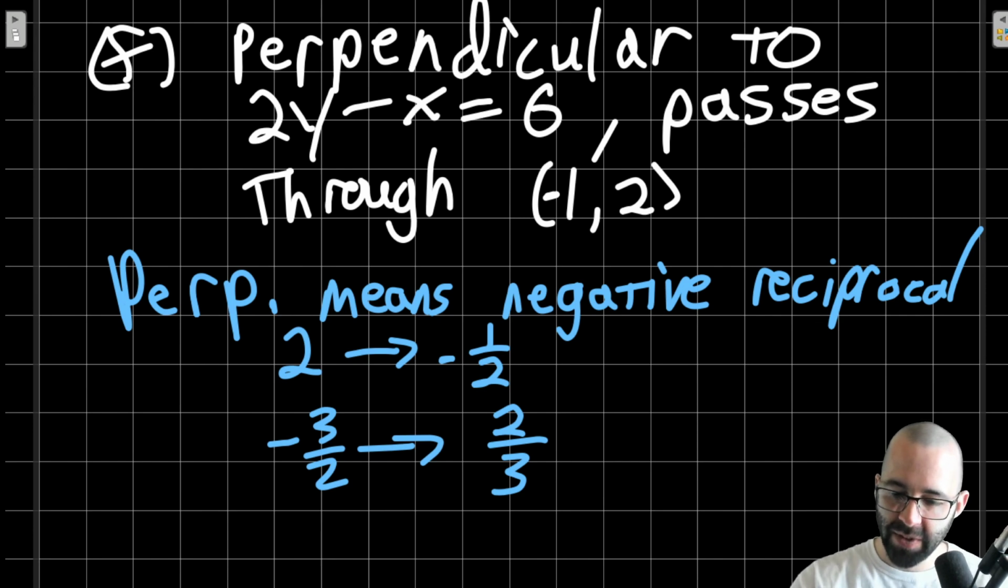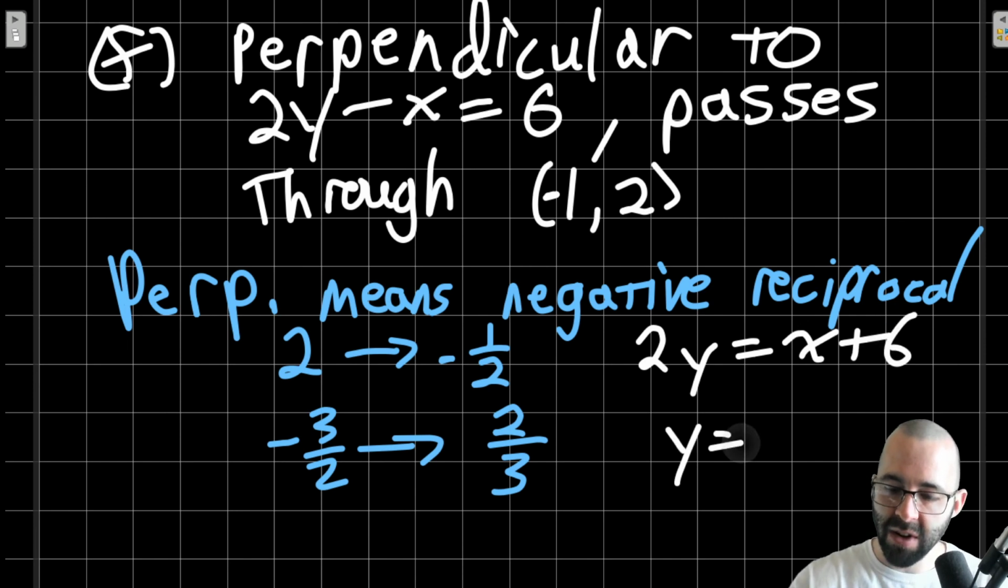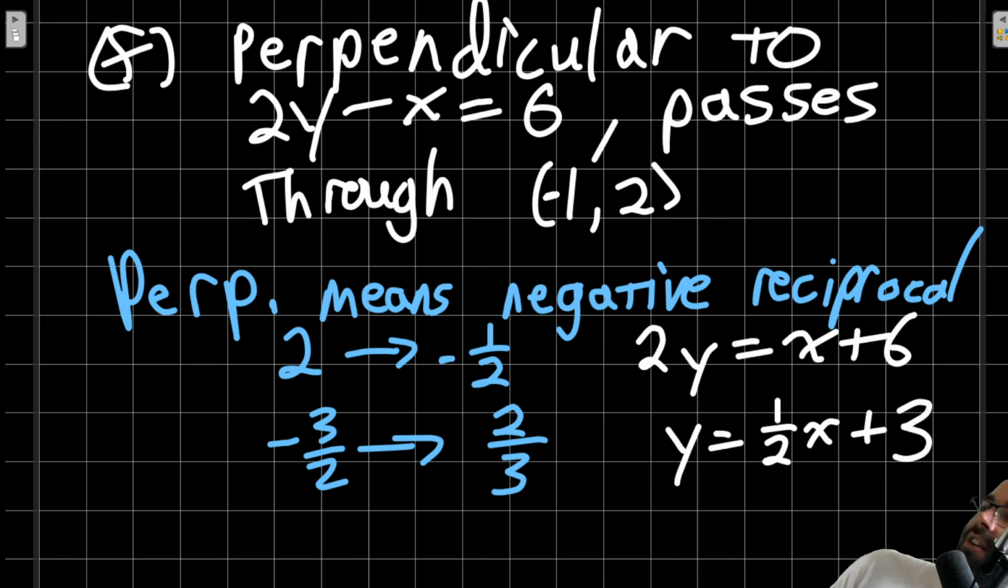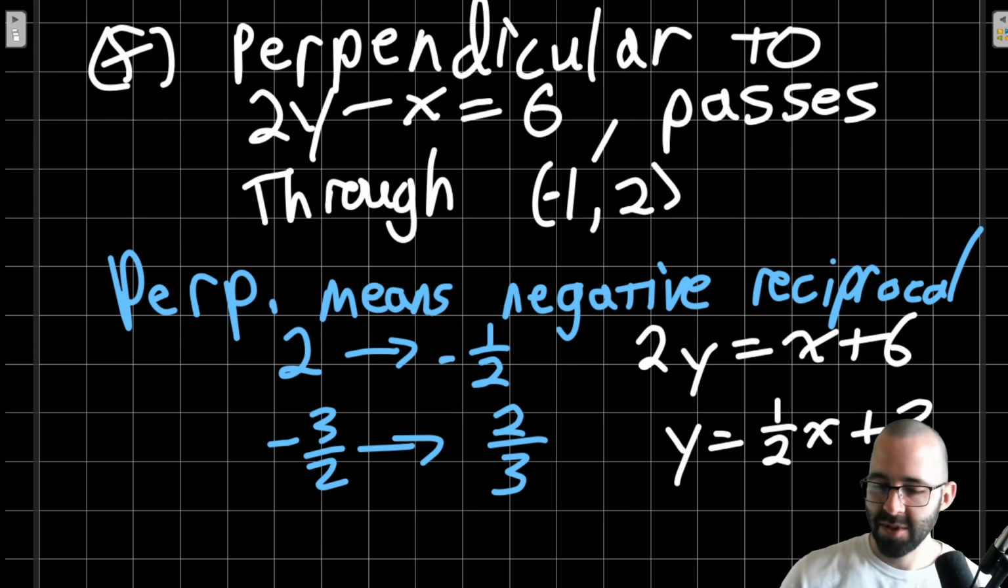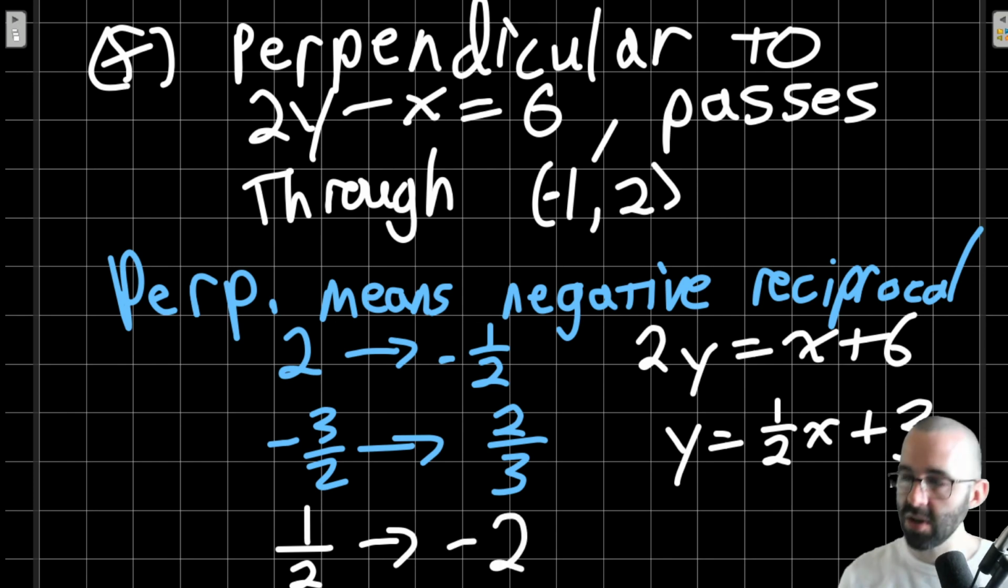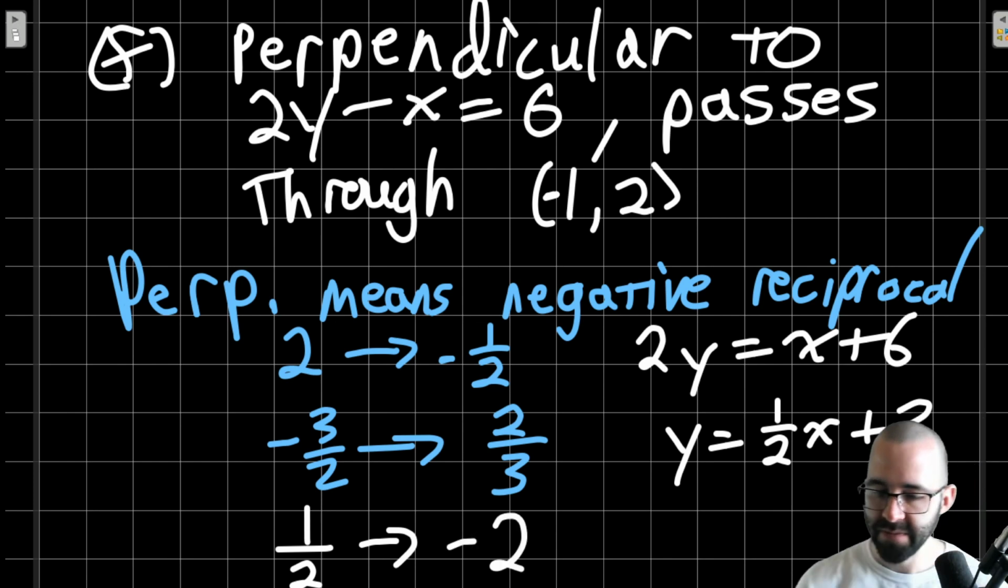All right. So let's add an x to both sides. We're going to get that 2y is equal to x plus 6. We need to divide everything by 2. When we divide x by 2, we get 1/2 x. When we divide 6 by 2, we get 3. All right. There, you can see it now. So the slope of the original line is 1/2. But remember, we want perpendicular. So we need the negative reciprocal of 1/2, which is negative 2.